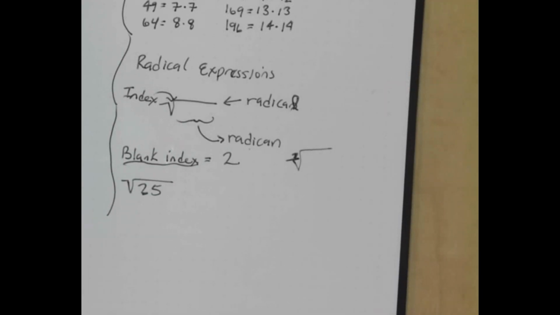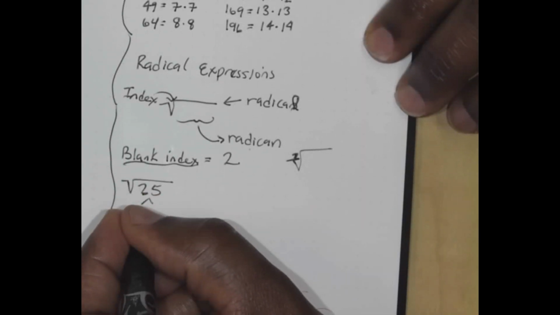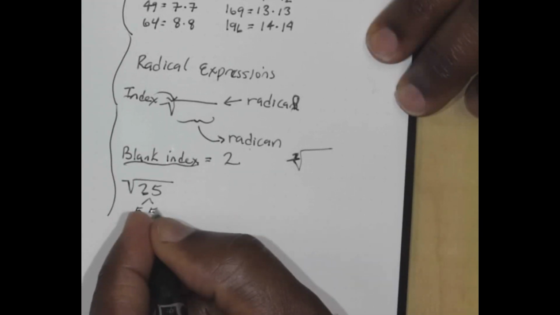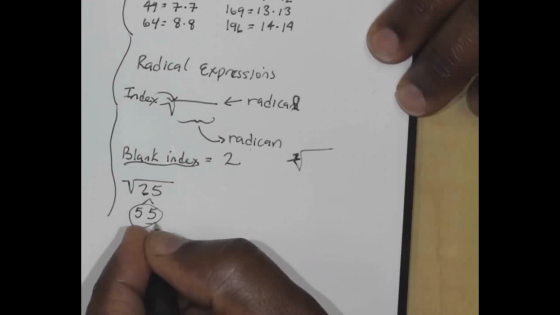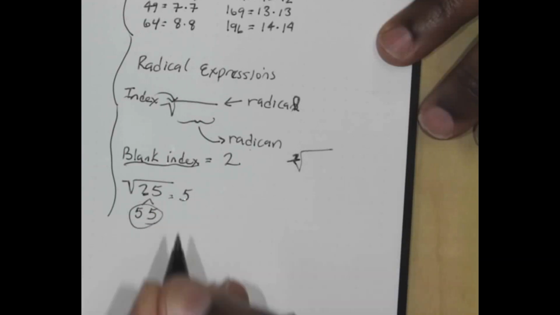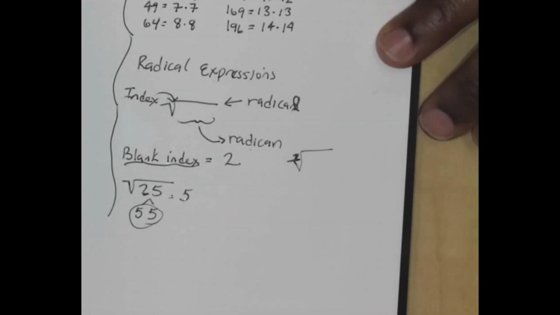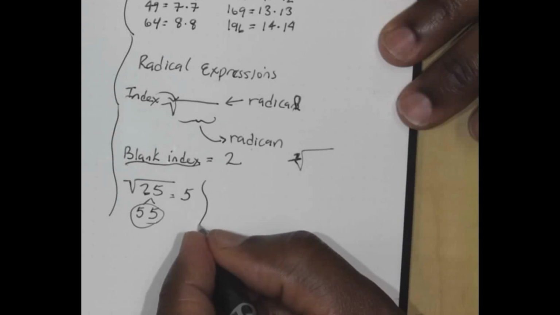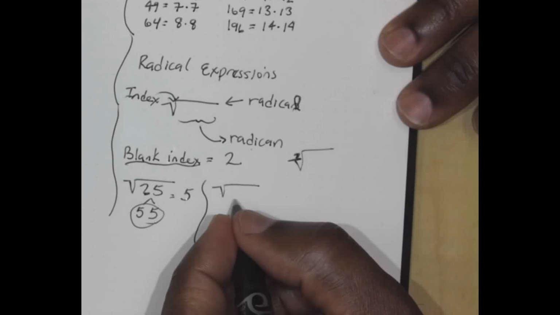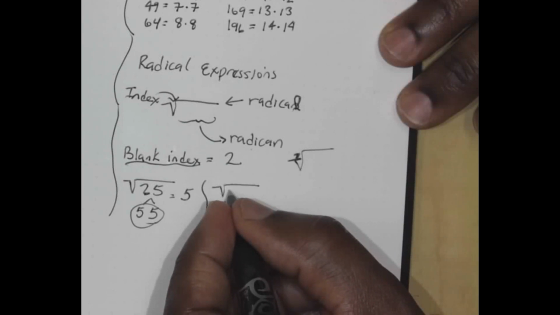What that 2 means, I need 2 of the same factors in order to come outside of this umbrella. So when we factor 25, we say 25 is 5 times 5. We have 2 of the same factors, right? 2 of the same numbers. So when you have 2 of something, that number comes out of the radical. That's why the square root of 25 is 5. Let's try it again. The square root of, let's say, 49.